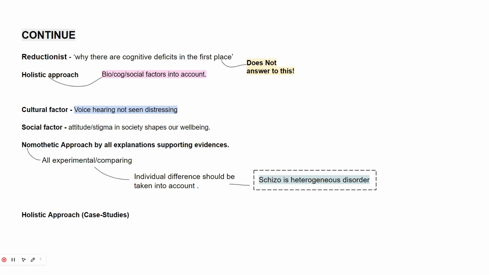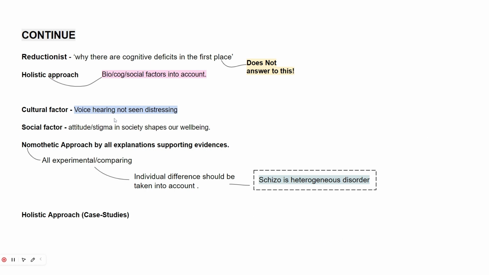So the reductionist theory is that this explanation was not giving many answers to questions such as why these cognitive deficits are there in the first place. So if you take a holistic approach, taking the biological, cognitive and social factors into account, then you can reach a greater conclusion. So there was a cultural factor as well.